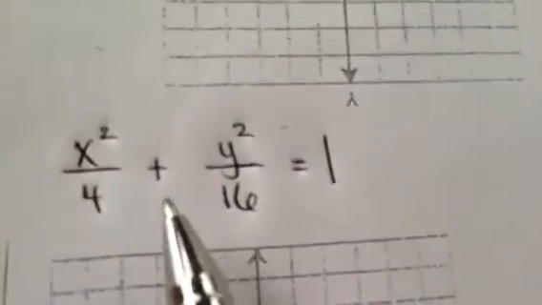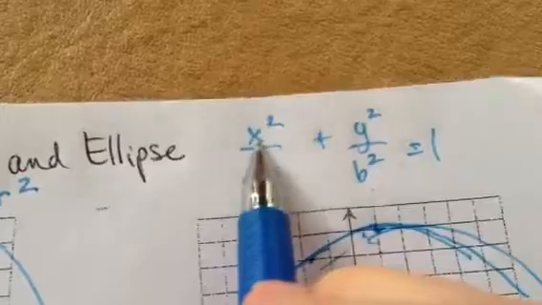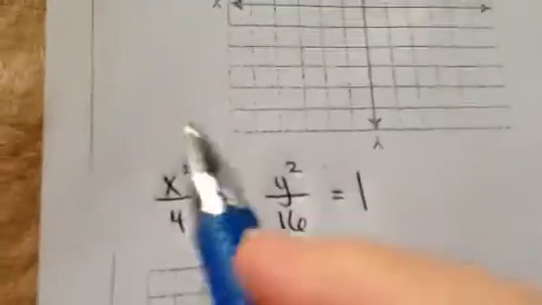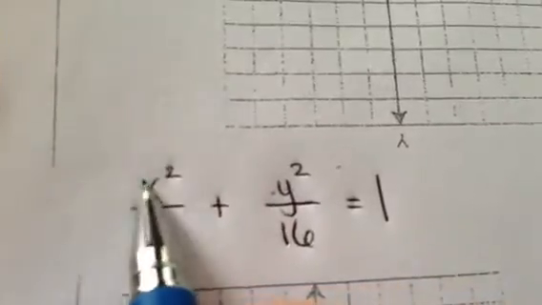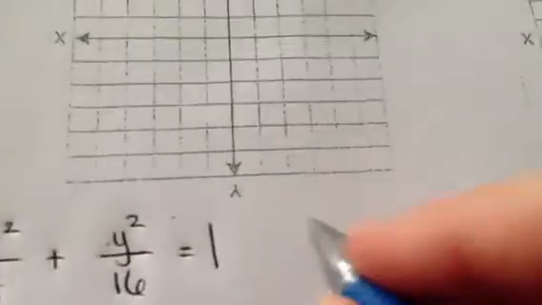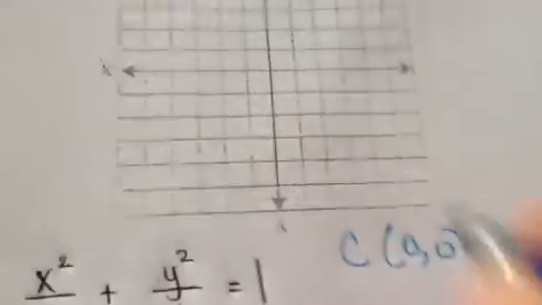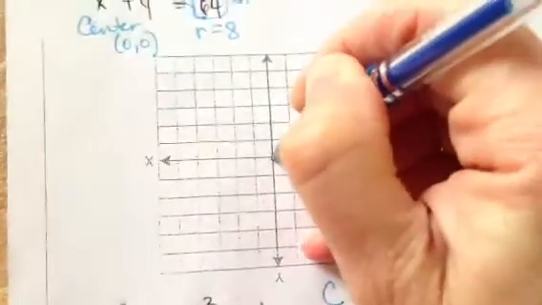I don't know if I said this, but my center is still 0, 0. Nothing's changed, so we're going to do this the same. My center is 0, 0. Just look at the numbers at the top. It's what makes these values 0. So my center is 0, 0. So we're going to come up here and label 0, 0.